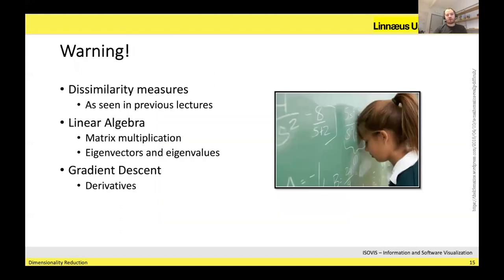And just a small warning, I guess it doesn't matter to you guys, you have been doing a lot of math stuff anyway for the past months or so. But it's going to come in the next few slides. We're going to have a lot of similarity measures, linear algebra, gradient descent, so derivatives and so on. But I guess you are used to it, I hope so.